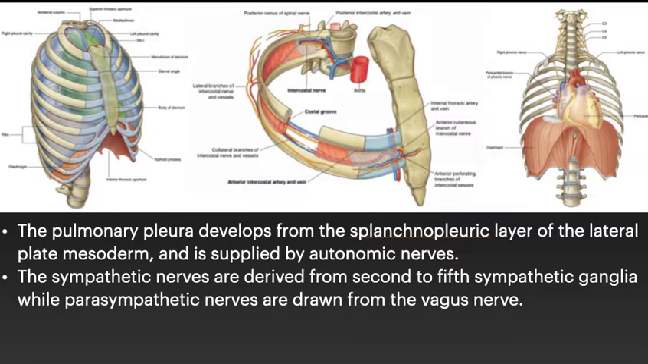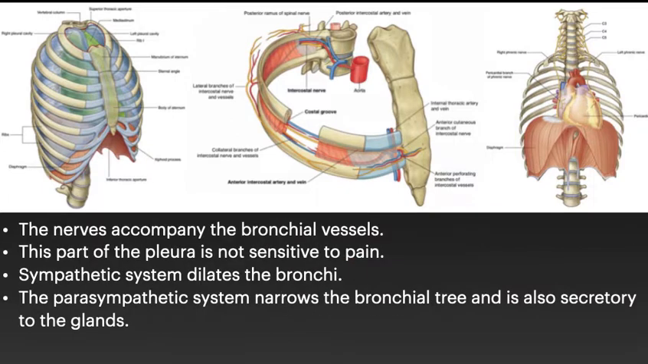The pulmonary pleura develops from the splanchnopleuric layer of the lateral plate mesoderm and is supplied by autonomic nerves. The sympathetic nerves are derived from the second to fifth sympathetic ganglia, while parasympathetic nerves are drawn from the vagus nerve. The nerves accompany the bronchial vessels. This part of the pleura is not sensitive to pain. Sympathetic system dilates the bronchi. The parasympathetic system narrows the bronchial tree and is also secretory to the glands.